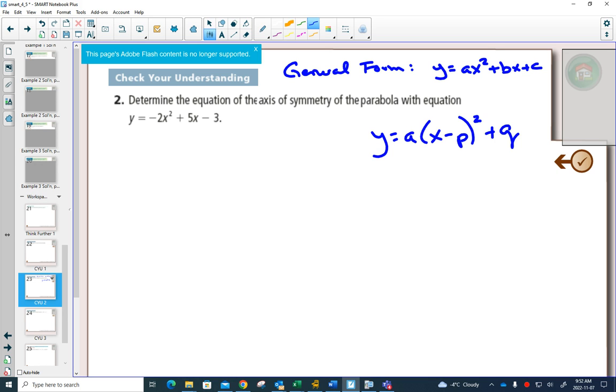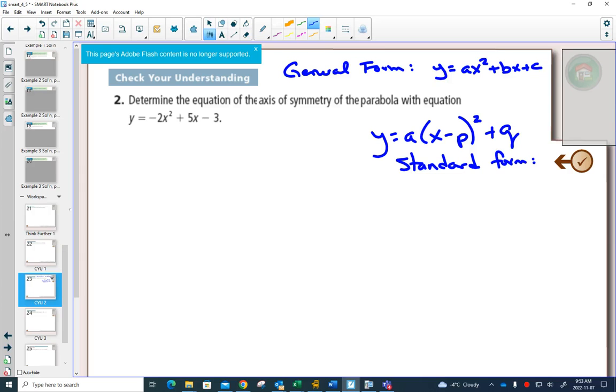So to change it to standard form, we notice that we have to find a, p, and q. And the a is going to be the same as the a in the general form. But in the standard form, the a is factored out. And sometimes we call the standard form the vertex form because the p and the q make your vertex. We also have learned that the p moves things left and right, the q moves things up and down.